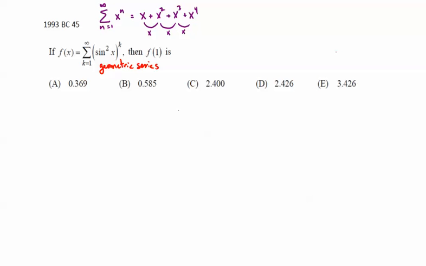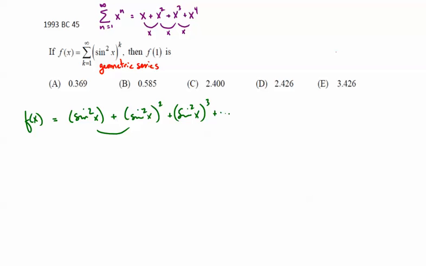So you can see in the series in question here that if f of x, we'll write out the first few terms of that, you start when k is equal to 1 and you get sine square of x. The second term is sine square of x to the second plus sine square of x to the third, and so forth and so on. Well, you can see here the same thing is true. How do we get from one term to the next? We're multiplying by sine square of x. Multiplying by sine square of x. Since we have a common ratio, therefore we have a geometric series.